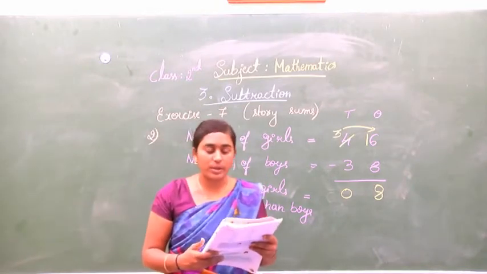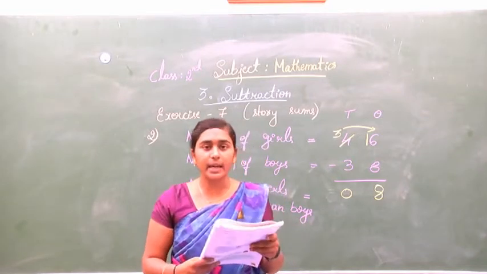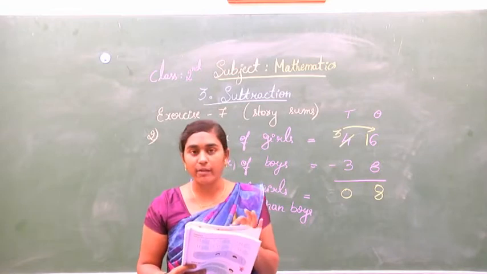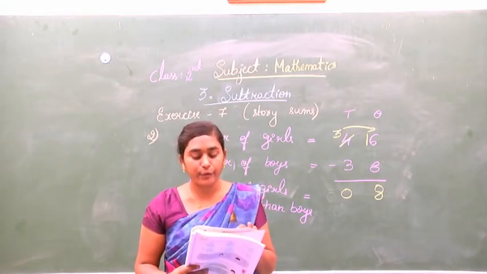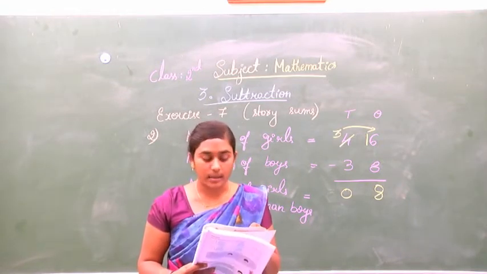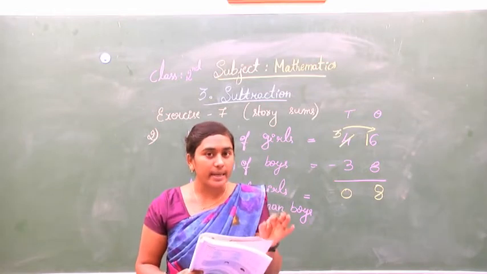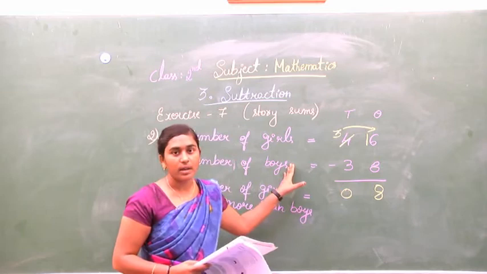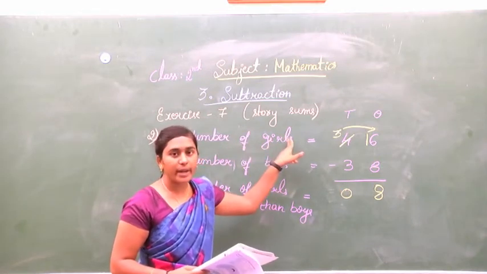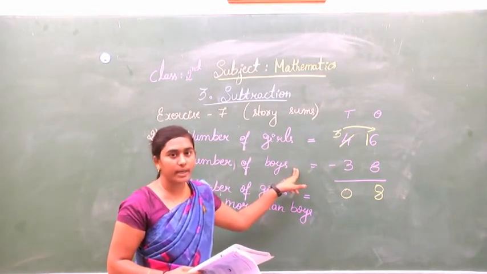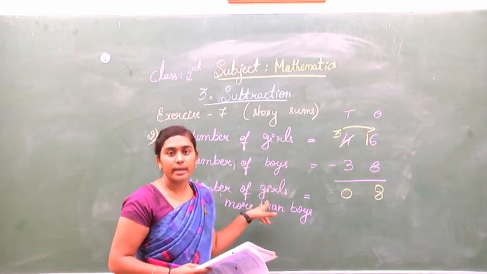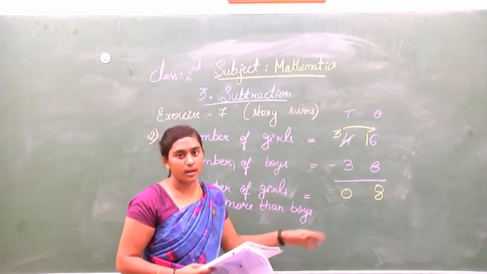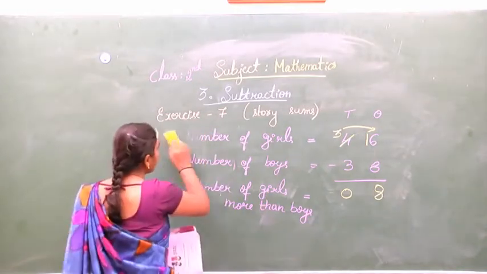Coming to the next question. In a car park, there are 65 white cars and 58 red cars. How many fewer red cars are there? It is similar to the second one. First you need to write number of white cars, number of red cars, and red cars less than white cars. Let's solve the question.